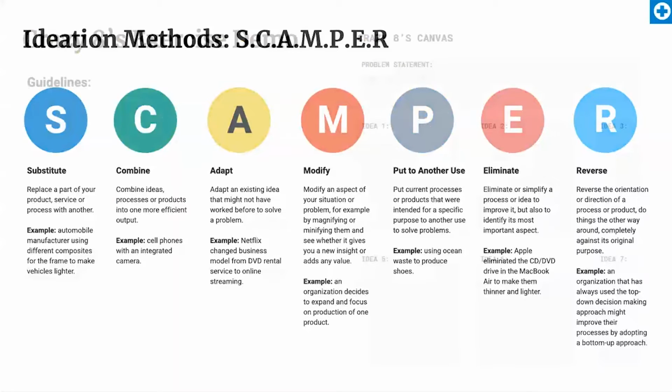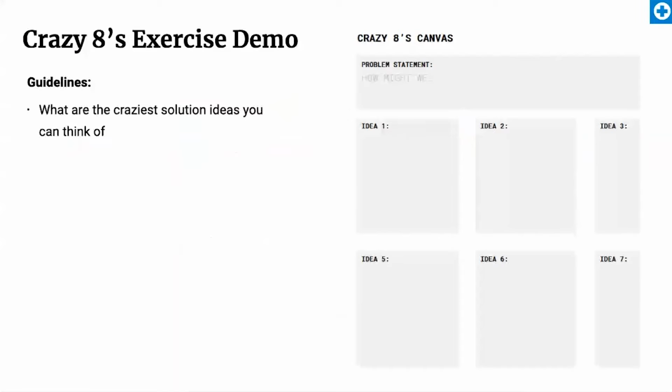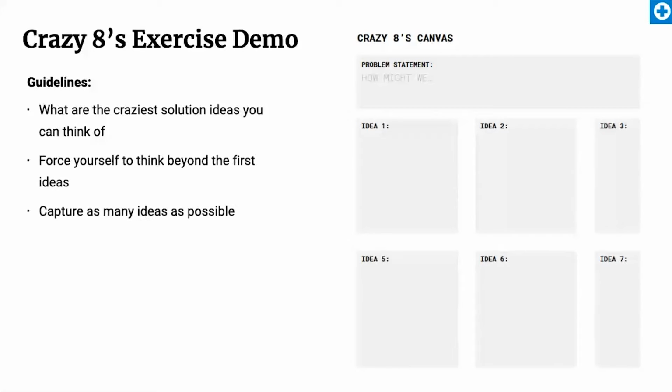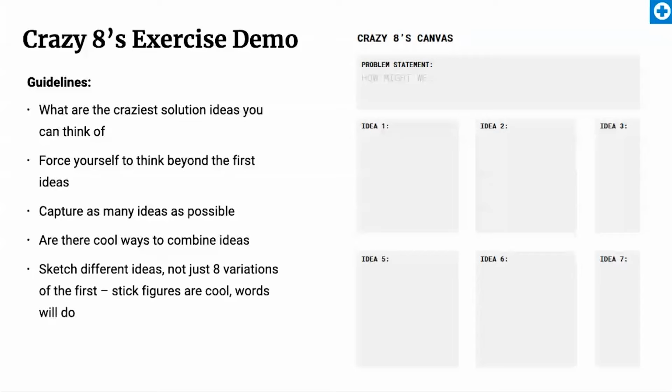So now we're going to run through a quick demo of how you would perform the Crazy 8s exercise. The guidelines are to push yourself to think of the craziest solutions and push past your first ideas. You want to capture as many ideas as possible and explore if there are cool ways to combine ideas. And ideally, you want to sketch different ideas, not just 8 variations of the first. Stick figures are great, words will do, and most importantly, there is no bad idea.